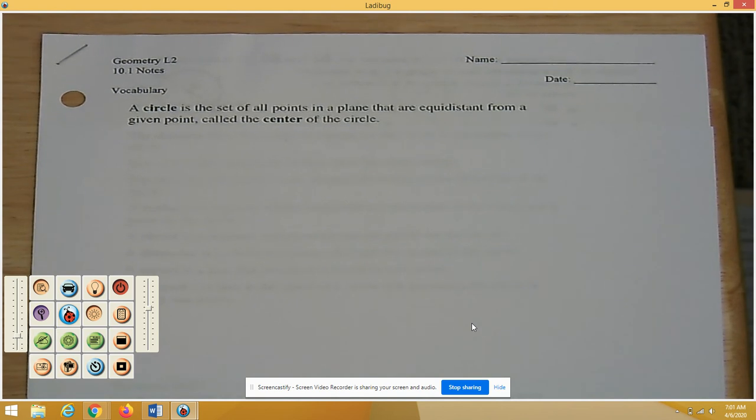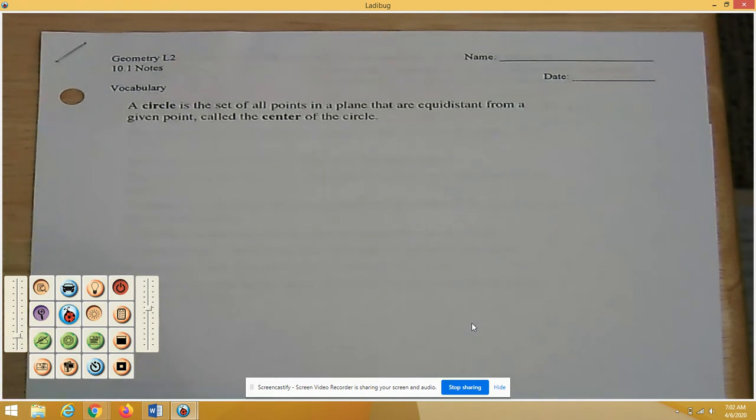In this video, we're going to be talking about the fundamentals of circles and a lot of circle vocabulary and a lot of rules and theorems pertaining to tangents. So we're going to define a circle as the set of all points in a plane that are equidistant from a given point called the center of the circle.